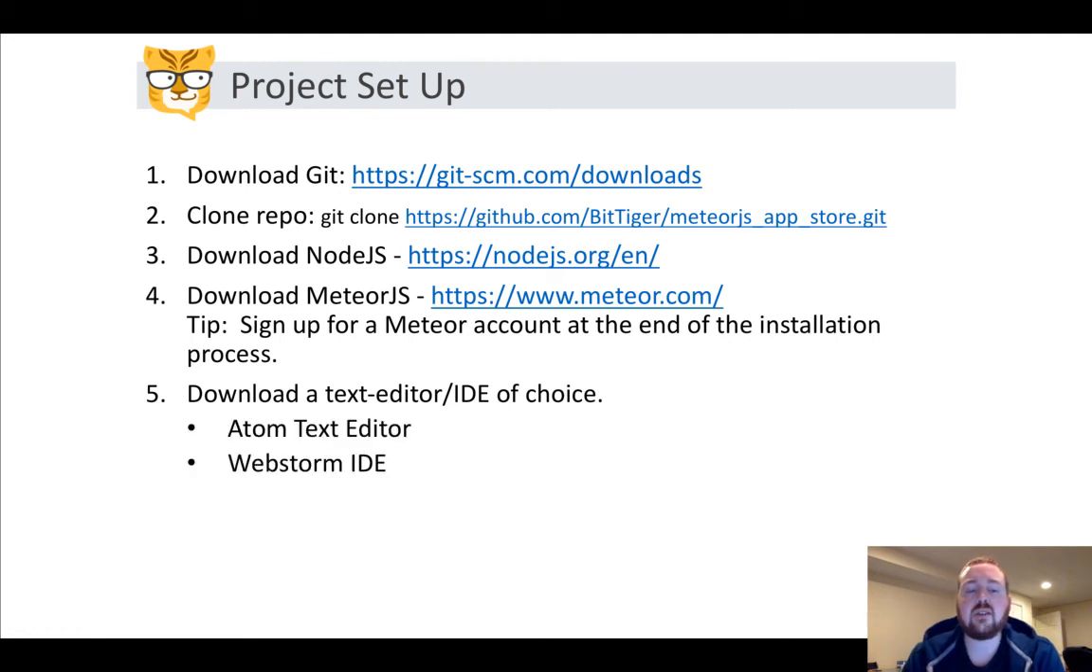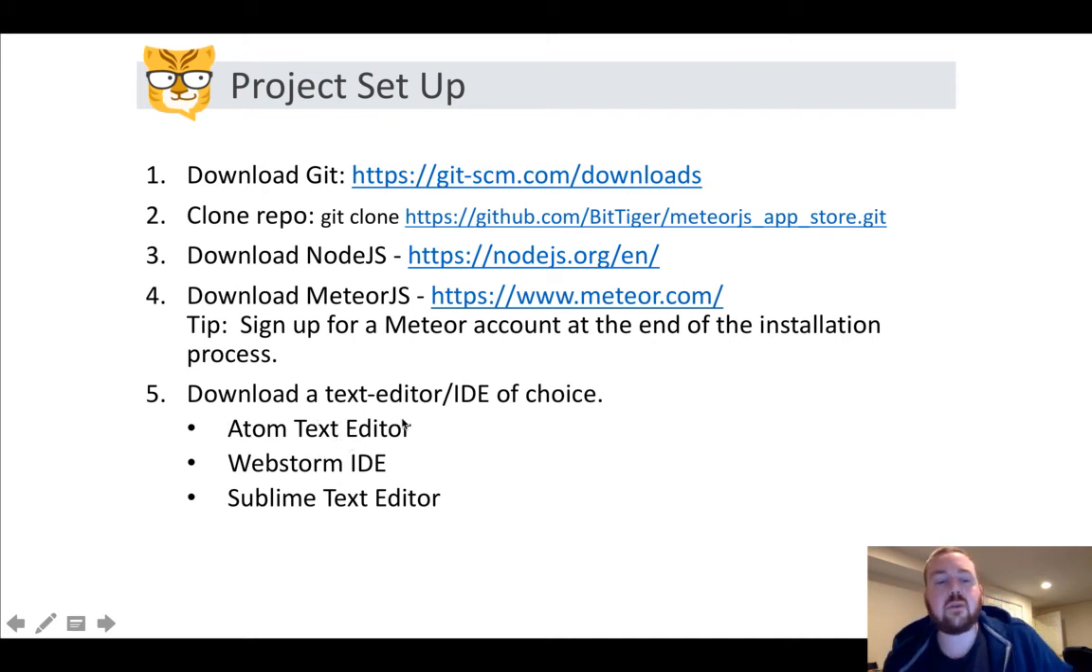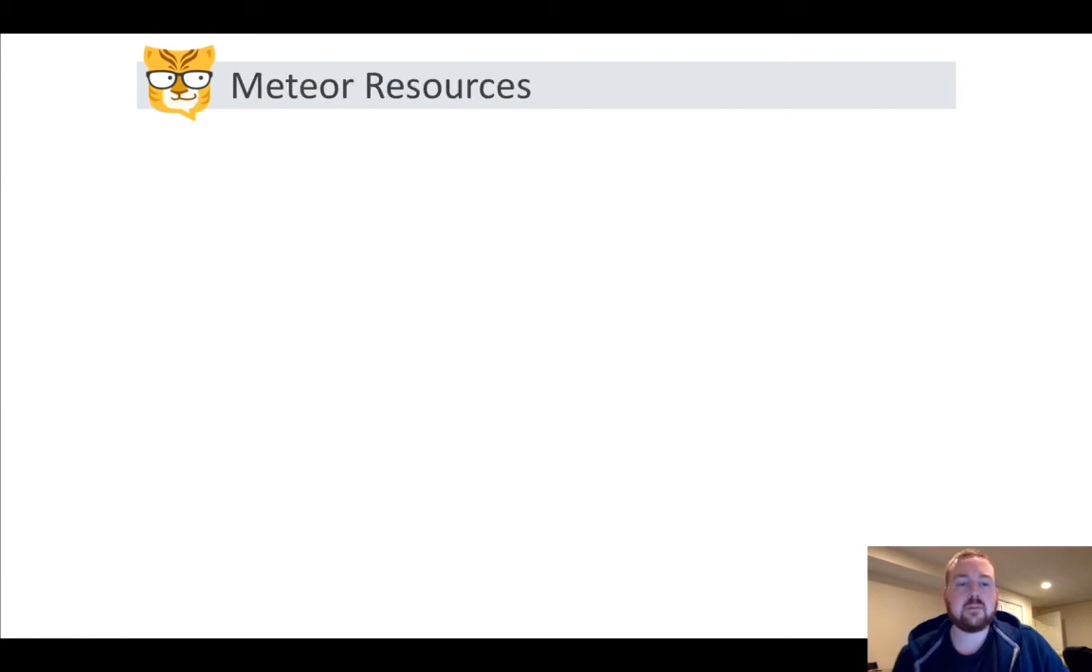So I just did this demo in Atom text editor. It's free and open source, and a lot of people like it. I prefer WebStorm IDE, which if you have a student email address, you can use for free for a year, but otherwise it costs $100. And then there's also Sublime Text Editor, which I really feel like Atom is now the best text editor, so if you want to use that, it's up to you. All three are good options.